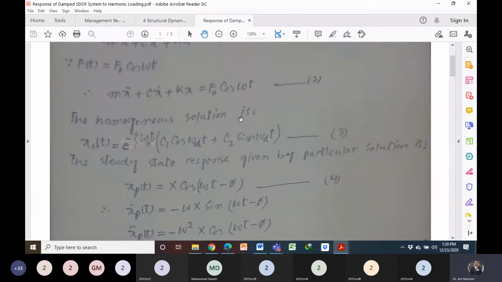This is the homogeneous part of the solution for the underdamped system. Do you remember this one? This equation? e to the power minus zeta omega n t. This is the exponential decay in the system because of the damping in the system. And this is the trigonometric part of the solution: C1 cosine of omega d t plus C2 sine of omega d t.